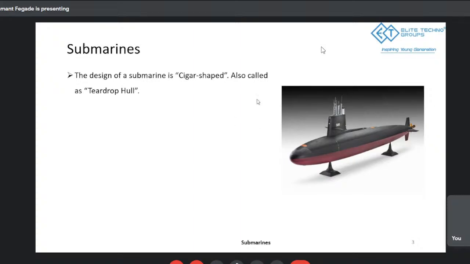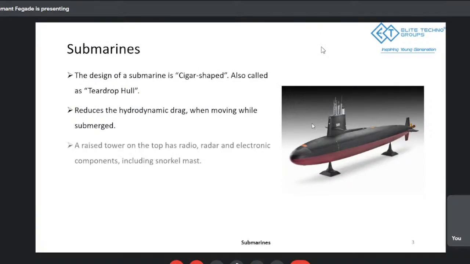The reason for that is that this kind of structure is implemented in order to reduce the hydrodynamic drag while it is moving as a submerged vessel, while it is moving underwater. So during that movement underwater, it will have less hydrodynamic drag, but whenever it is trying to surface, it will have a higher hydrodynamic drag. Hydrodynamic drag is nothing but the resistance it feels while moving underwater.